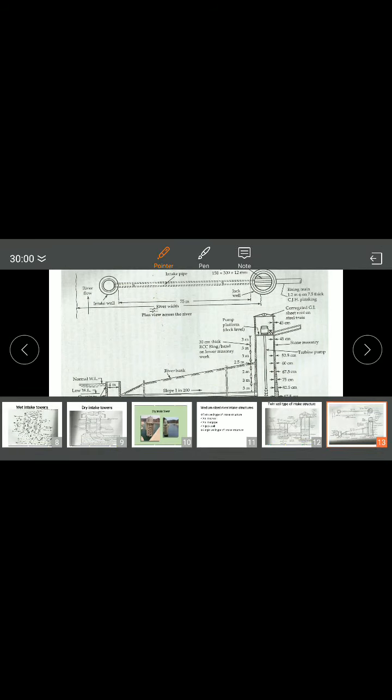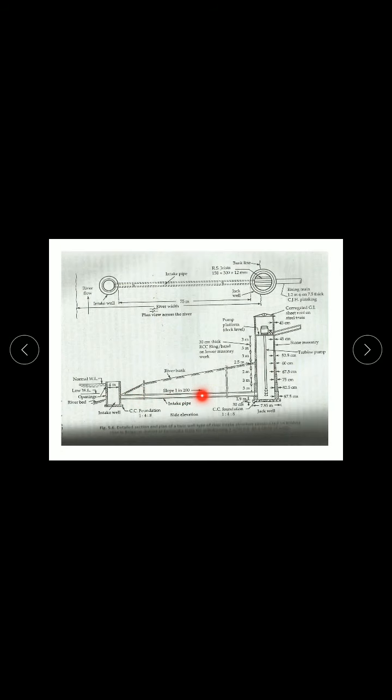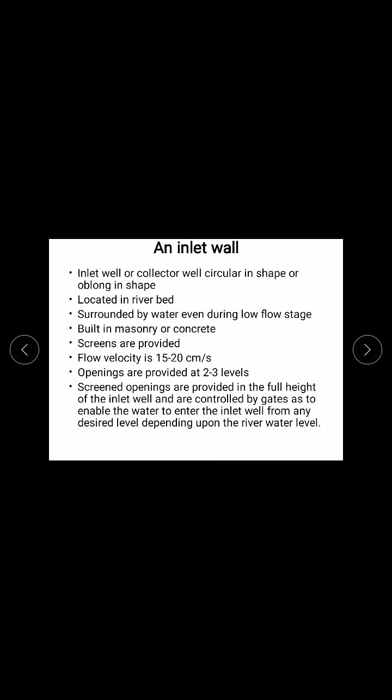You can see the detailed section of that. The intake well and the inlet pipe are connected, and the slope kept between the inlet and the jack well for the intake pipe is 1 in 200. The diameter depends on the discharge capacity of the water. It should be equal to the discharge of the pump which takes water from the jack well to the treatment unit.